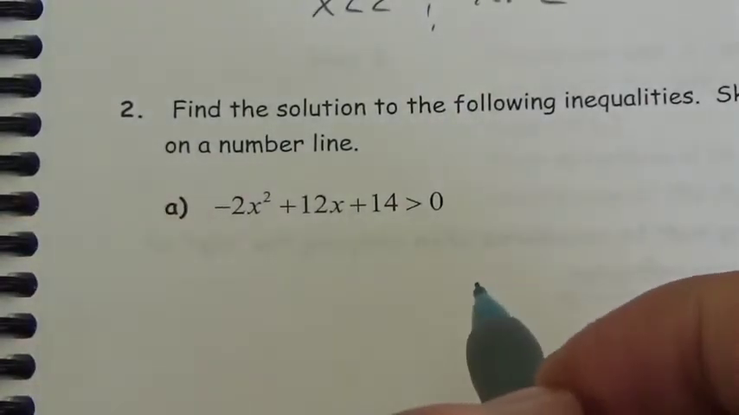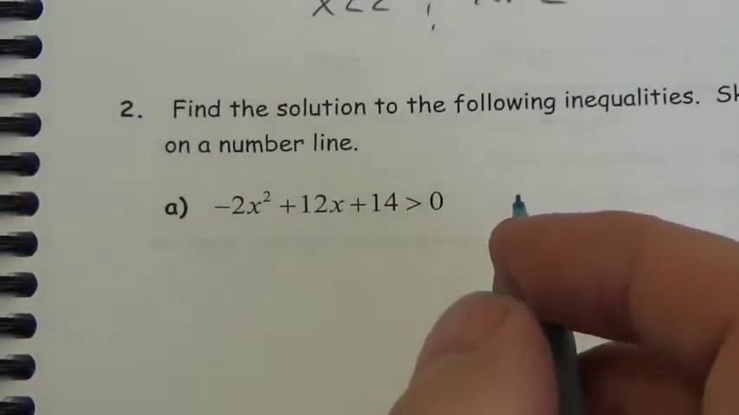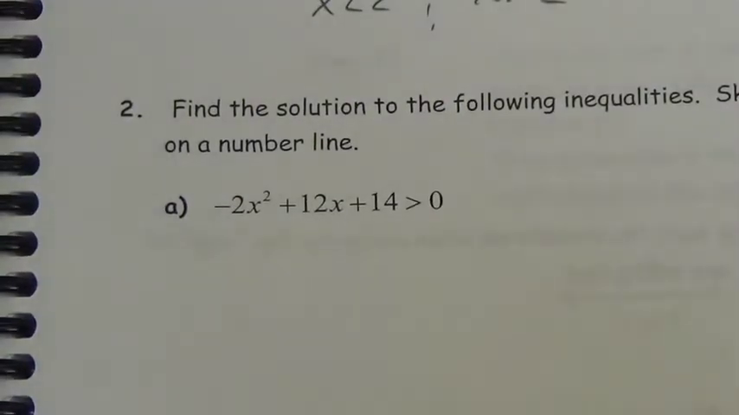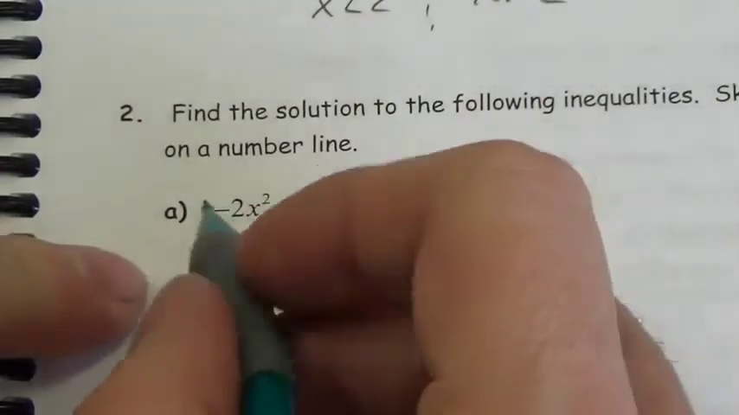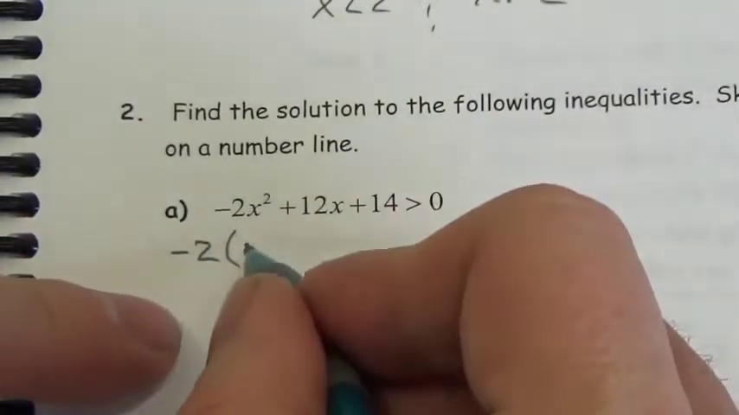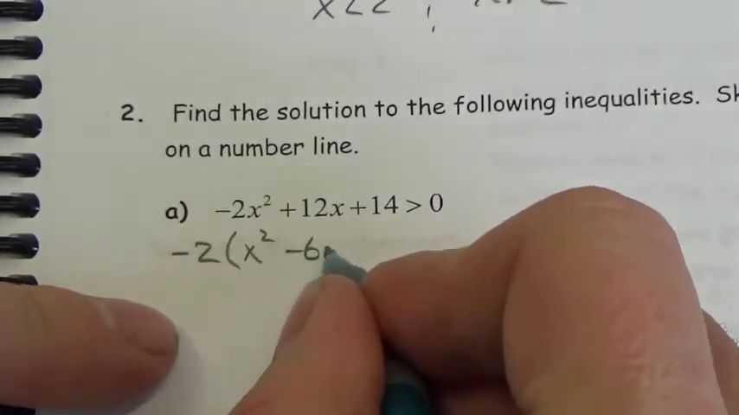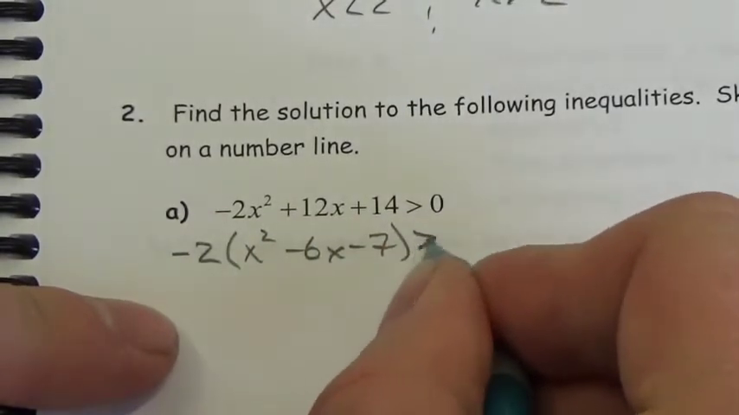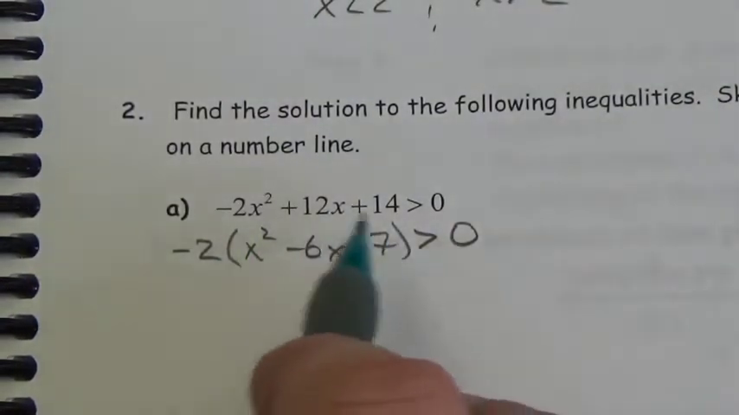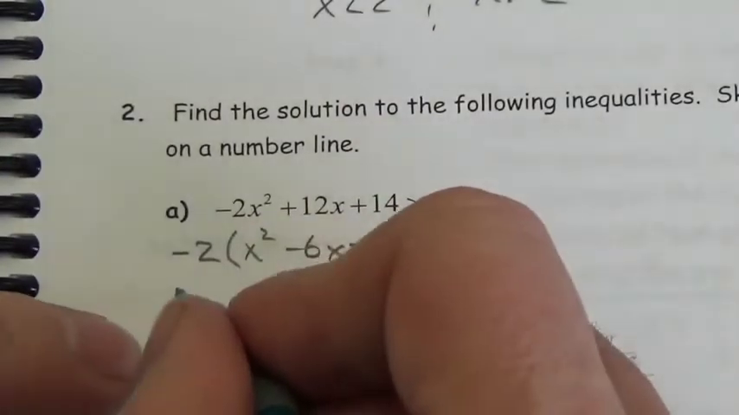Negative 2x squared plus 12x plus 14 greater than 0. Not given a graph. Awesome. Okay, so I gotta use my wits to figure this out here. So first of all, I'm going to factor out that negative 2. And I'll turn that into x squared minus 6x minus 7. I do that because I'm lazy, and when I do my factoring to find my x-intercepts, I want that to be a little simpler.